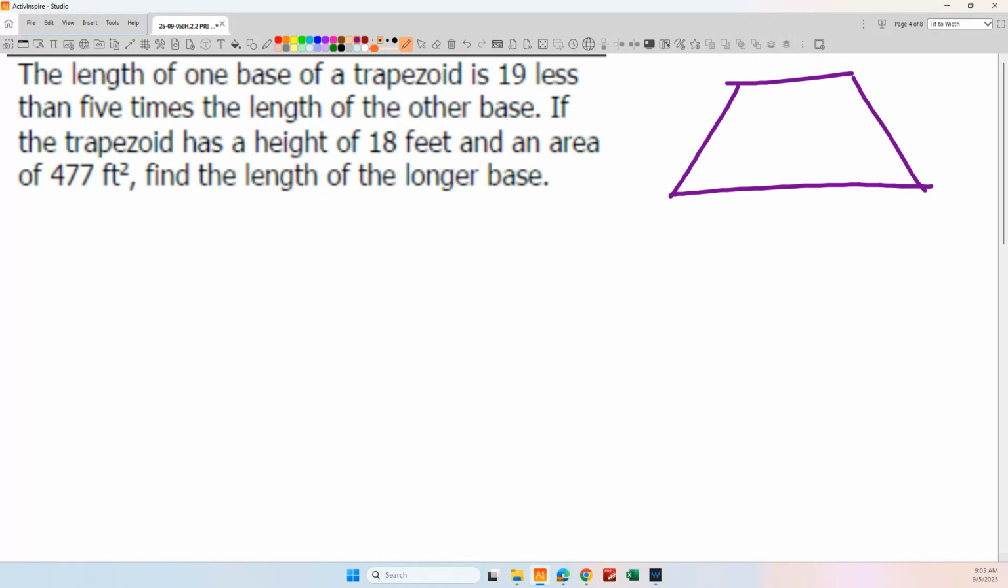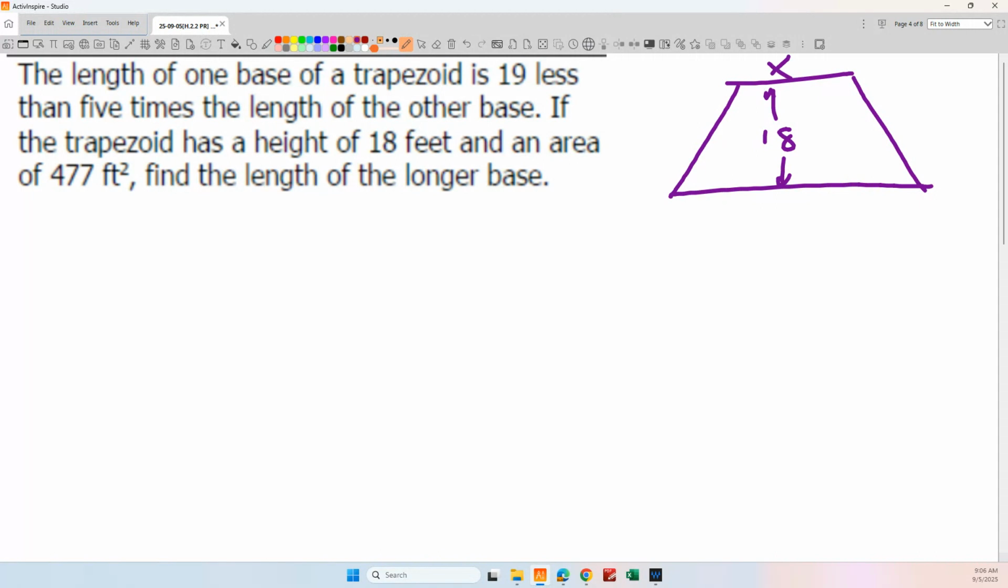Okay, it tells us the length of one base of a trapezoid is 19 less than 5 times the length of the other base. Okay, we don't know which one is which, but I got to call one of these x. It's unknown. Agreed? The height we know. What is the height? 18. So we know this distance is 18.